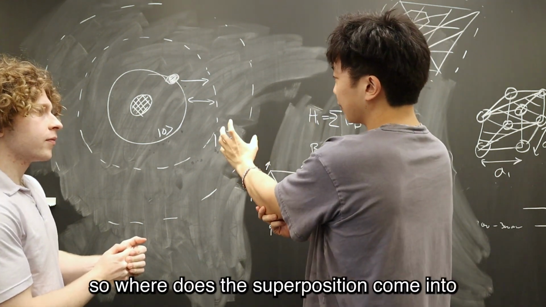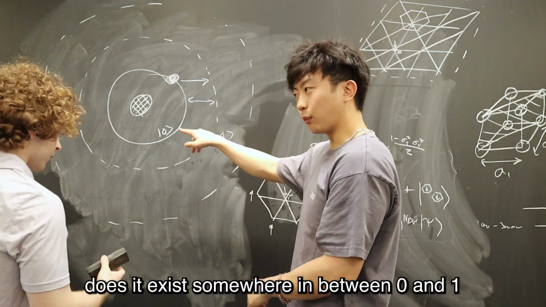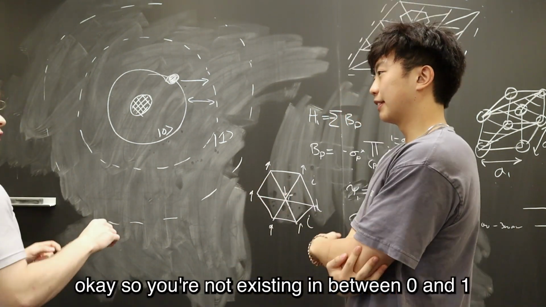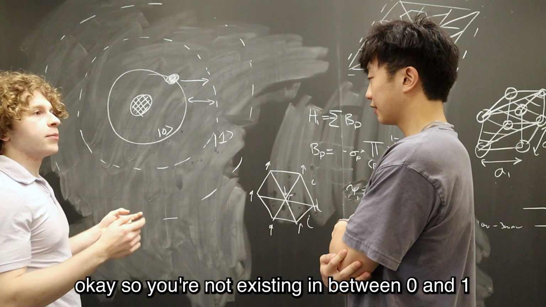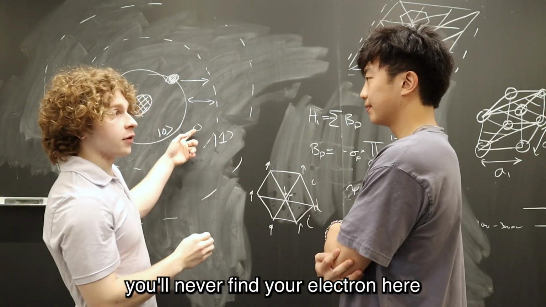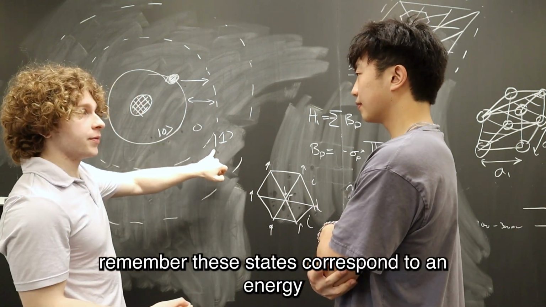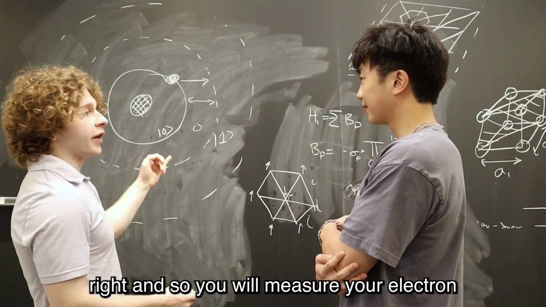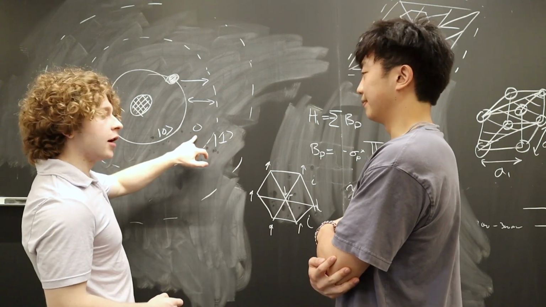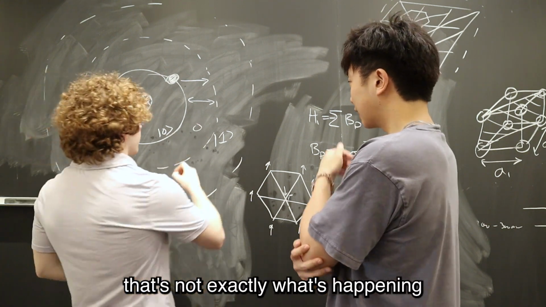So where does the superposition come into it? Right. Yeah. Like, exactly. How does it exist somewhere in between 0 and 1, or is there another axis that affects it? That's a great question. Okay, so you're not existing in between 0 and 1 in the sense of, like, your electron's not going to be here. You'll never find your electron here, right? When you measure your electron, remember, these states correspond to an energy, right? And so you will measure your electron to either have this energy or this energy. You'll never measure a value in between. So that's what it would mean for the electron to lie somewhere in the middle here. So that's not exactly what's happening.